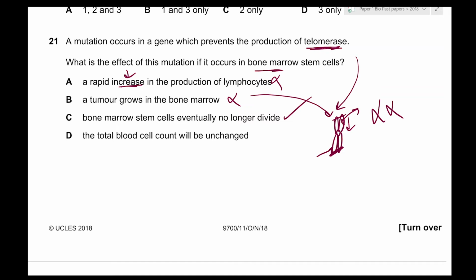Yes, this is correct, because if the telomeres have gotten to a point where all of it is removed and it's not restored by telomerase, this means that the bone marrow stem cells will start to lose DNA, and if it loses DNA, then it can no longer divide and it will just die. Therefore, C is going to be the correct answer. D, the total blood cell count will be unchanged. This is incorrect. It will actually decrease.